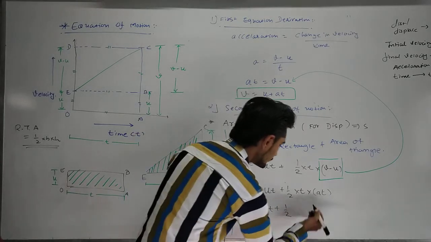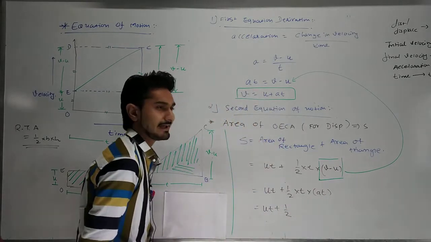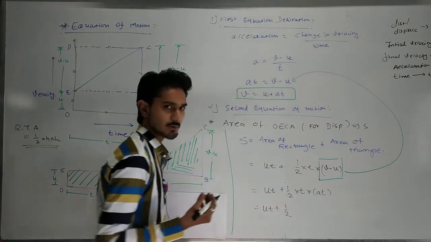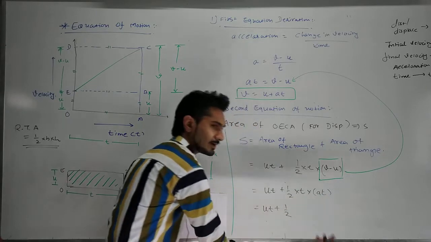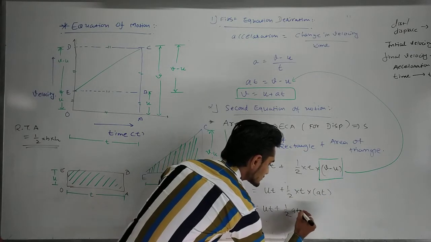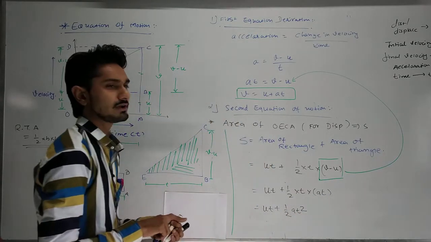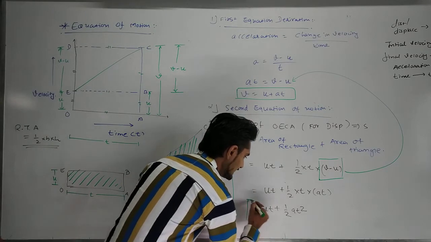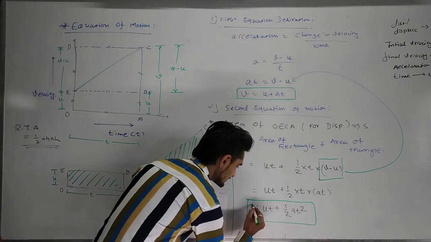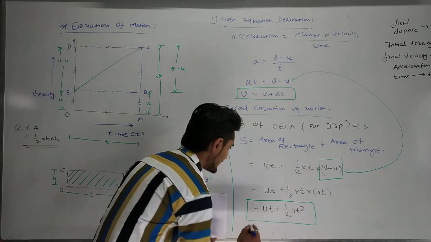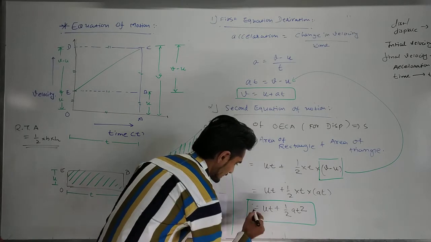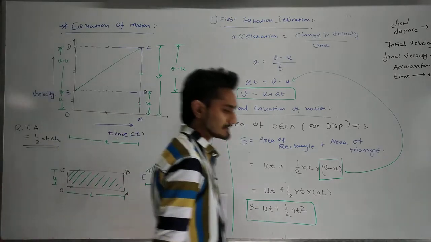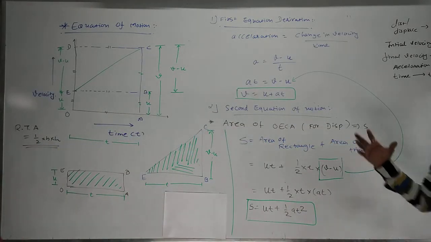Now what am I going to do? T into T, what happened? X into X, what happened? X square. Y into Y, what happened? Y square. So here T into T, what happened? T square. So it gives us the 1 by 2 AT square, and that will be called the second equation of motion. Here I have to write this for S.